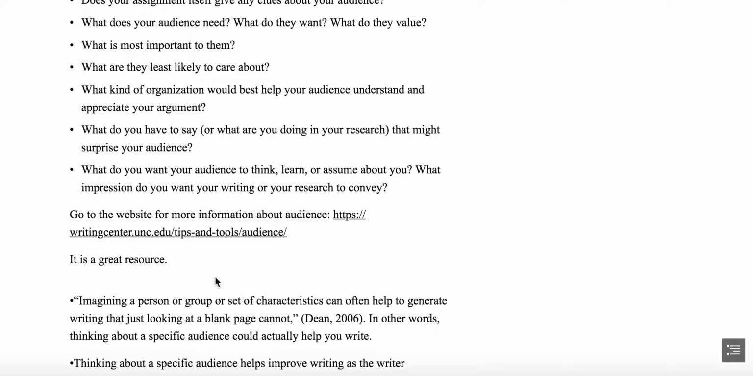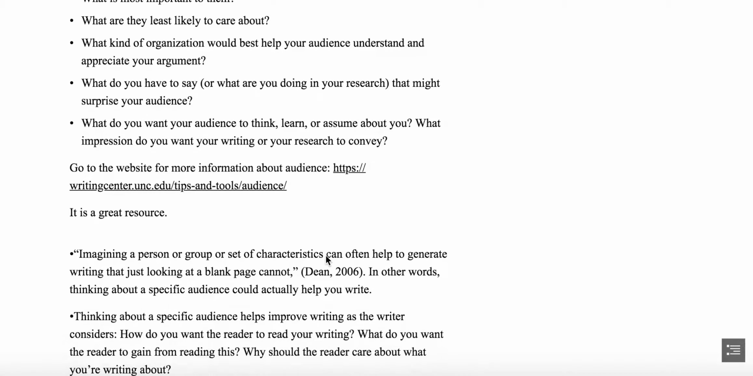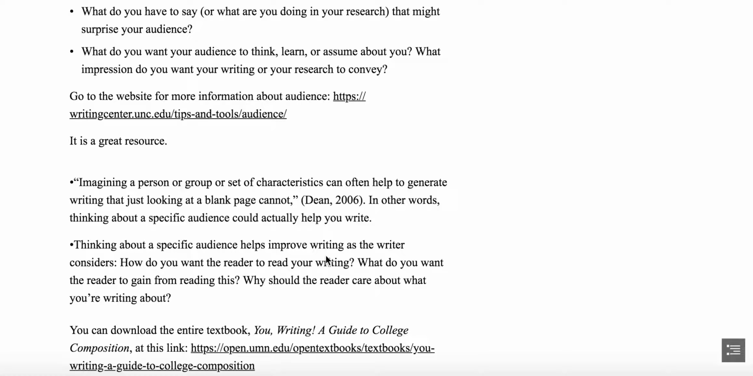What kind of organization would best help your audience understand and appreciate your argument? What do you have to say, or what are you doing in your research that might surprise your audience? That's always good. You don't want to just tell your audience everything that they already know. You want to add to it, right? What do you want your audience to think, learn, or assume about you? What impression do you want your writing or your research to convey? And this just goes to show the audience and purpose go hand in hand.